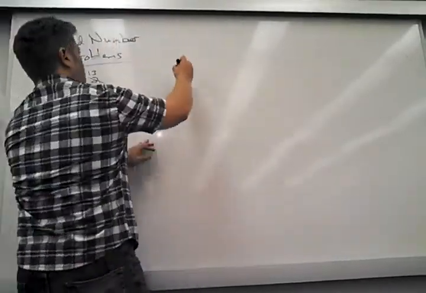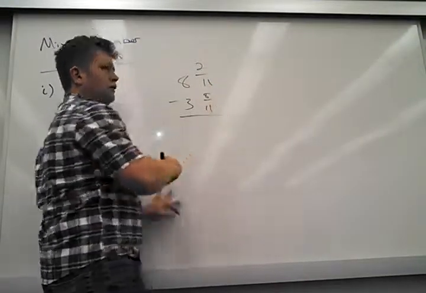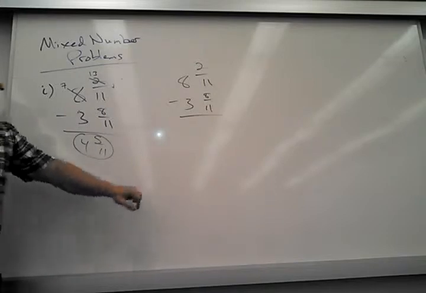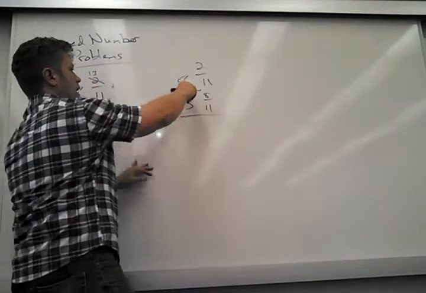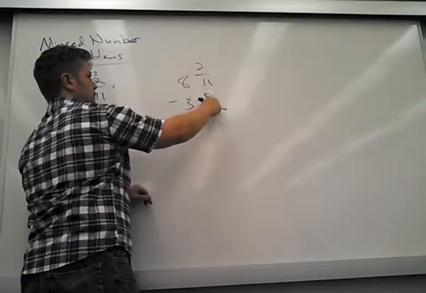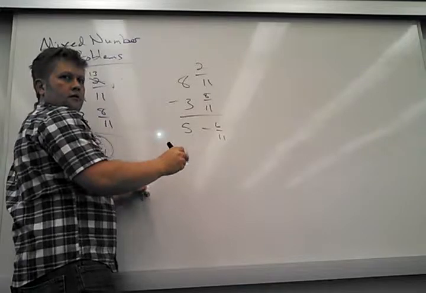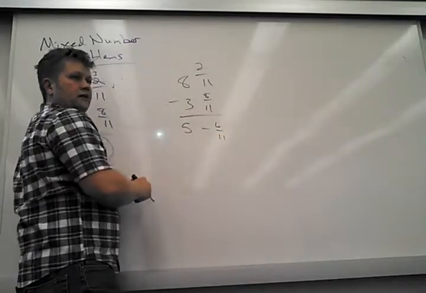and again, you never ever, please dear God, never have to do this. I am not saying you ever have to do this. In fact, put your pencils down. We do the same thing. 8 minus 3? 5. 2 minus 8? Yeah, minus 6 11ths. So now I got to do 5 minus 6 11ths.